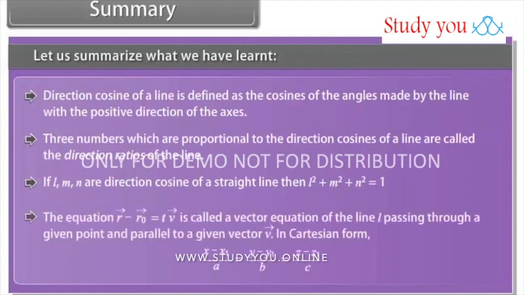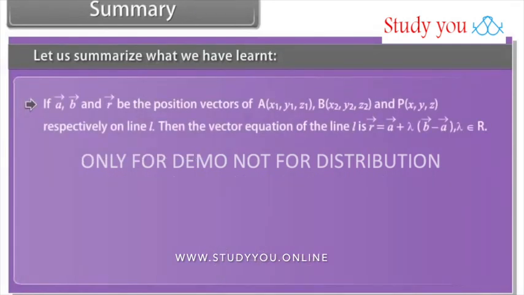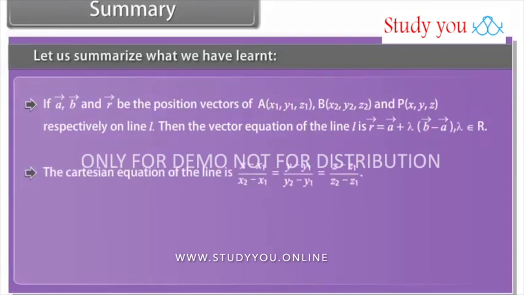In Cartesian form, if vectors A, B, and R be the position vectors of A (x1, y1, z1), B (x2, y2, z2), and P (x, y, z) respectively on line L, then the vector equation of the line L is vector r equals vector a plus lambda times vector b minus vector a. Lambda belongs to real numbers. The Cartesian equation of the line is x minus x1 by x2 minus x1 equals y minus y1 by y2 minus y1 equals z minus z1 by z2 minus z1.